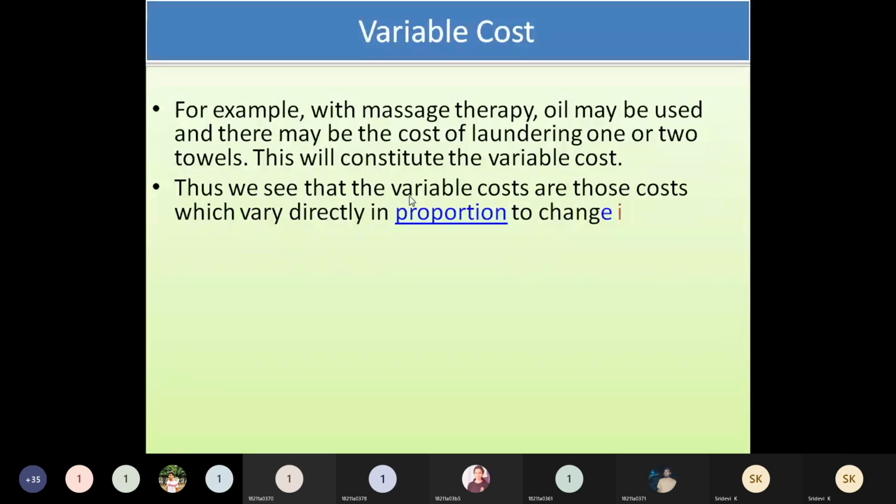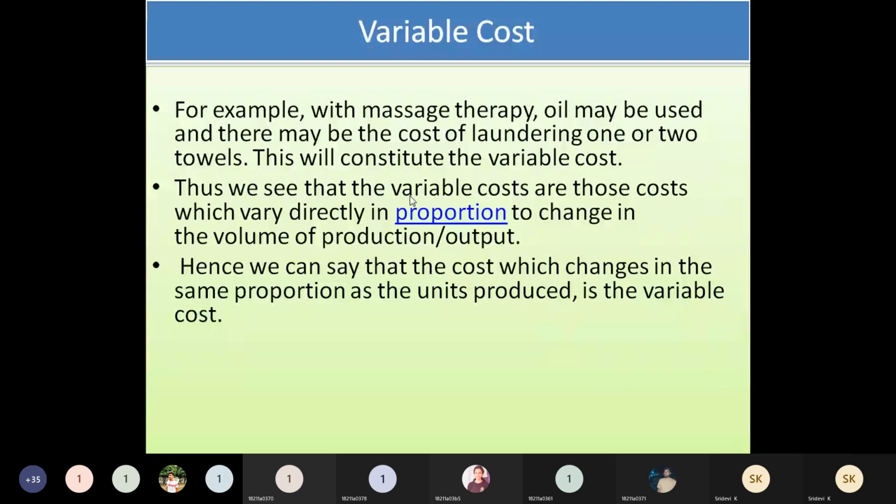So there will be a proportionate change in the variable cost and the volume of output. If output is going to increase, variable cost increases. If output reduces, variable cost decreases. So they are positively related: volume of output and the variable cost.